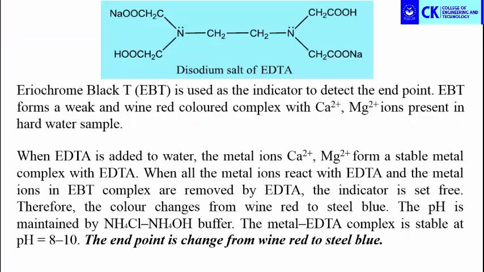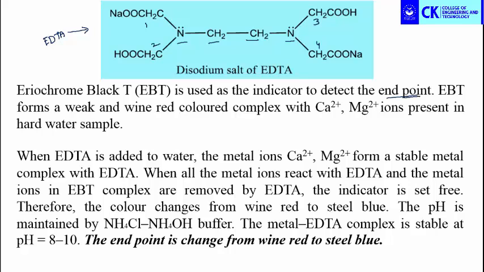This is the structure of EDTA. This is nothing but ethylene diamine tetraacetic acid. 1, 2, 3, 4: mono, di, tri and tetra. So it is called ethylene diamine tetraacetic acid. Usually EDTA is insoluble in water, so we are using the disodium salt of EDTA to make the complex with the hardness causing salt. And we are using Eriochrome Black T as an indicator to detect the endpoint of this experiment.